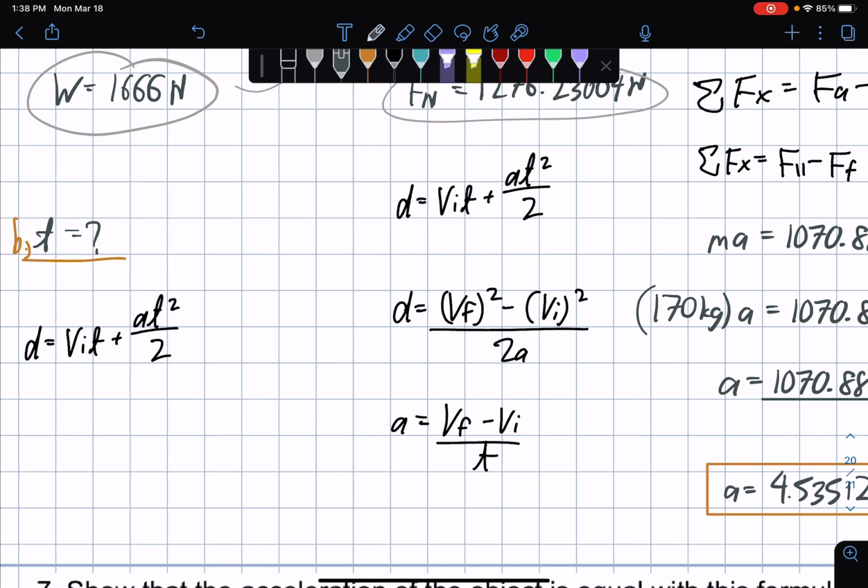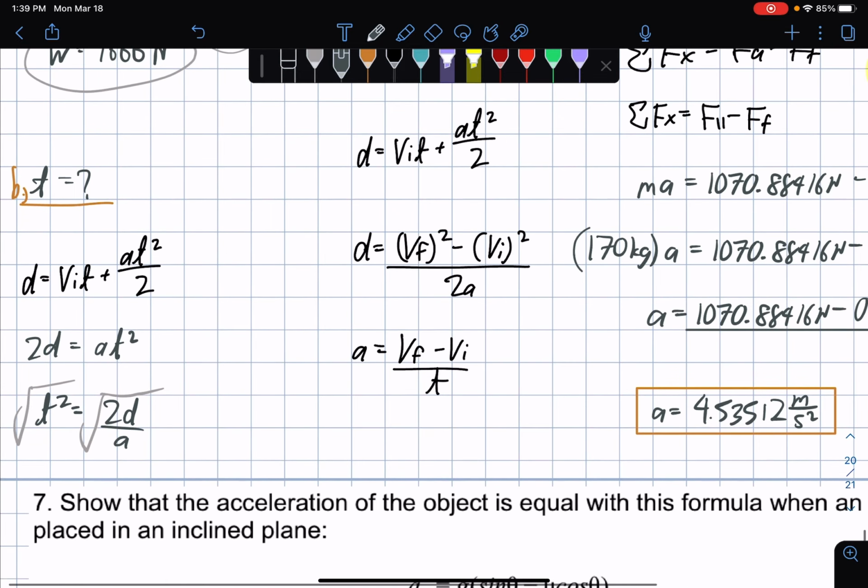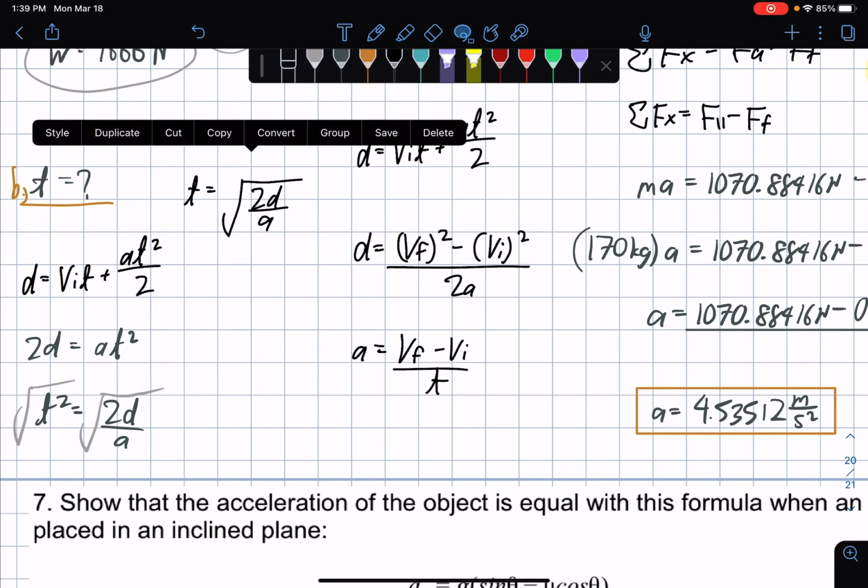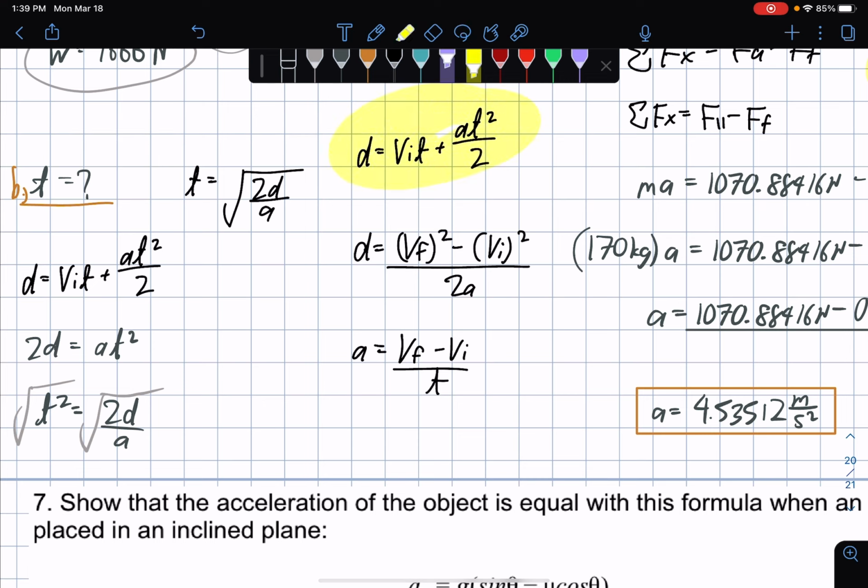So hang on, we're looking for time, right? So 2D is equal to ViT plus AT squared. Vi is 0, so whatever is multiplied to Vi is 0. So we disregard that at this point. Now we have something like this. T raised to 2 is equal to 2D over A. And we take the square root. So coming from there, we can say that the formula for time is the square root of 2D over A. So this is a derived formula. It originally came from this one.